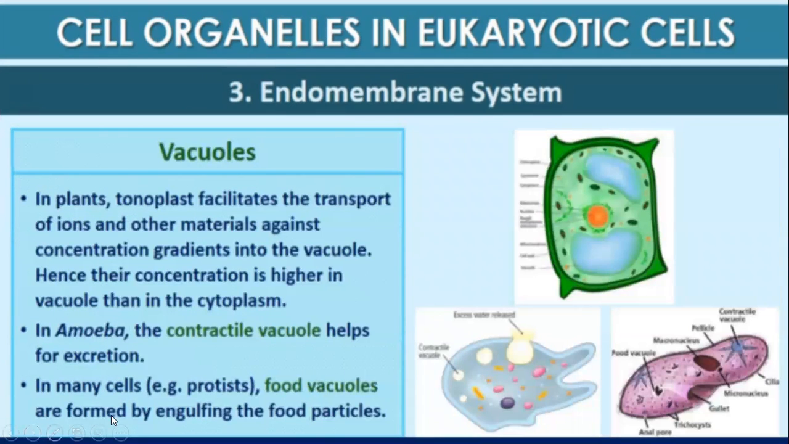Clear with that? Look, tonoplast facilitates the transport of ions and other materials against the concentration gradient into the vacuole. Amoeba has a contractile vacuole for excretion. Food vacuoles are formed in some protists by engulfing the food particle. That's all, and thank you for your patient listening.